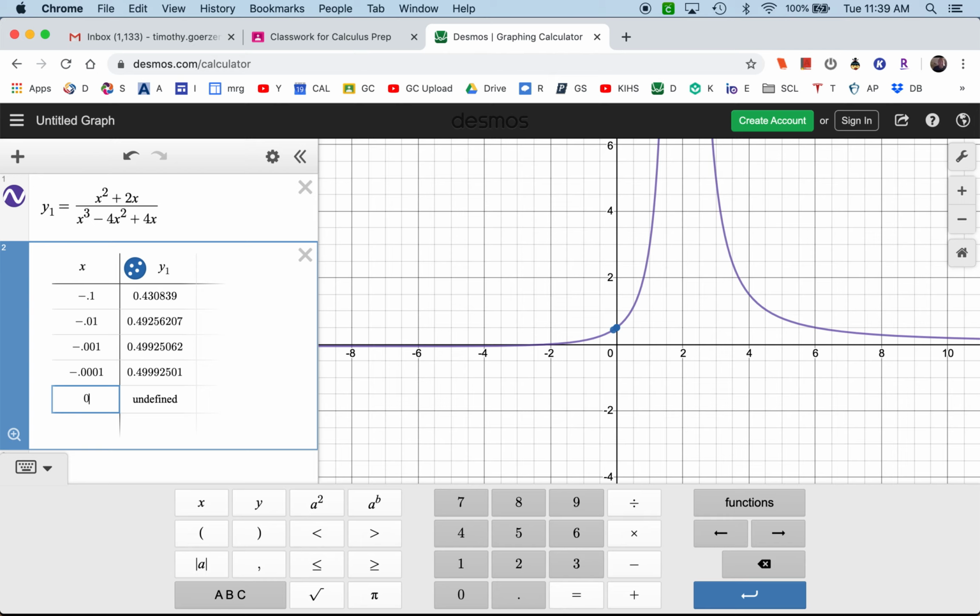In fact, on the graph, you can see these little dots happening right there. So as I'm using the table of values, these points are showing up on my graph. What does that look like that it's getting closer to? It sure looks like it's getting close to 0.5 or a half.